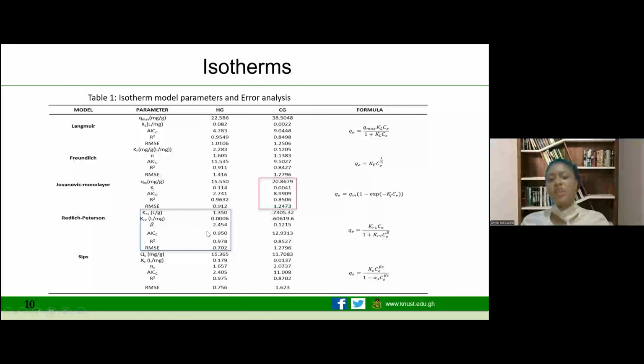For the Hg, the data fitted well with the Redlich-Peterson model with a correlation coefficient of 0.978, and then the CG fitted more the Jovanovic monolayer, which is a 2-parameter model. The beta value here, which represents the non-linearity constant, is quite high. It's showing that the uptake of sol was controlled by multiple interactions. Time will fail me to go into details.